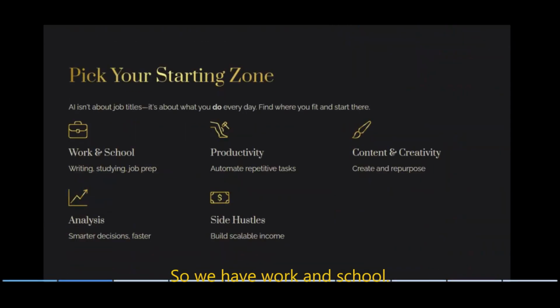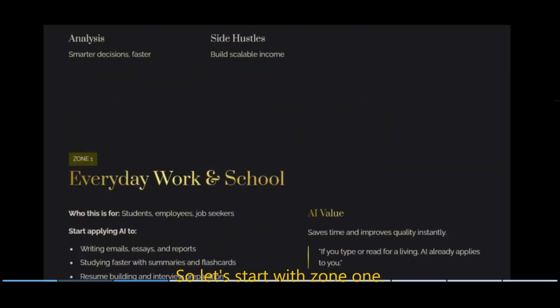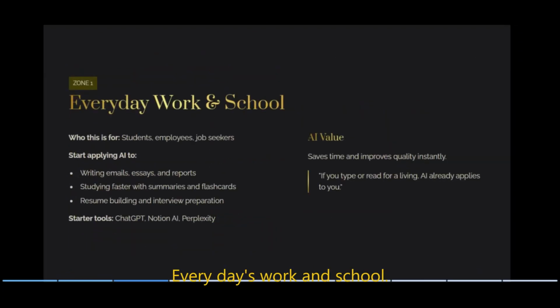Once you discover it, you can start immediately and start creating value in that zone. Okay. So we have work and school, productivity, content and creativity, analysis, and side income. So let's start with zone 1, everyday work and school.